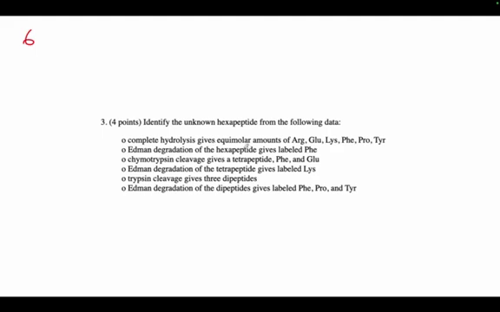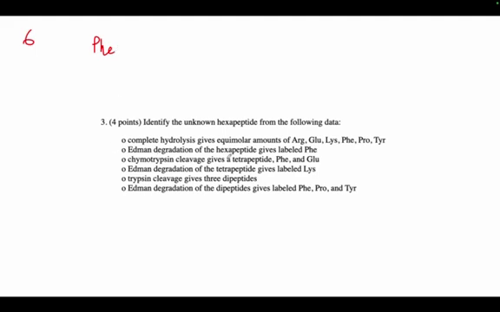Edman degradation of the hexapeptide gives labeled phenylalanine. Now, we know in Edman degradation, the PITC will attack the primary amine which is present on the N-terminal residue. So if we perform one round of Edman degradation, we will identify the residue which is present at the N-terminus of the protein, which means that this hexapeptide must start with phenylalanine. So phenylalanine must be the residue which is present at the N-terminus.